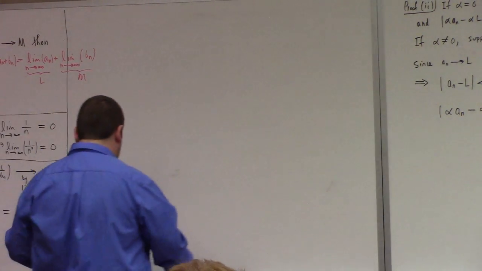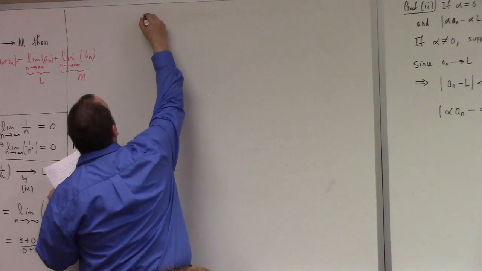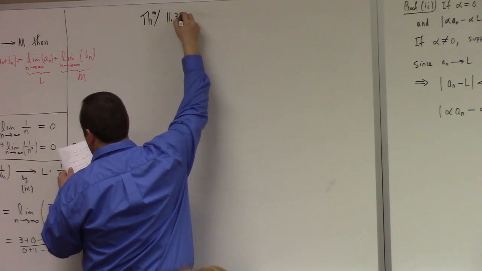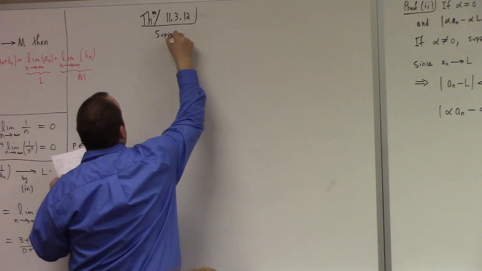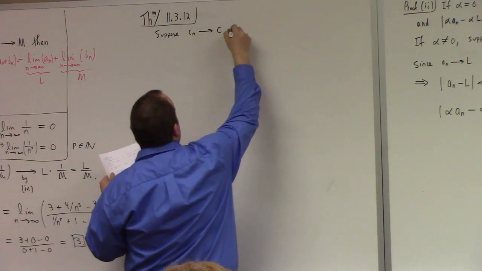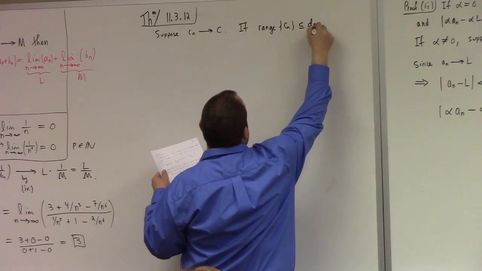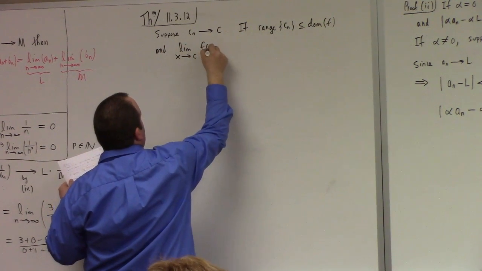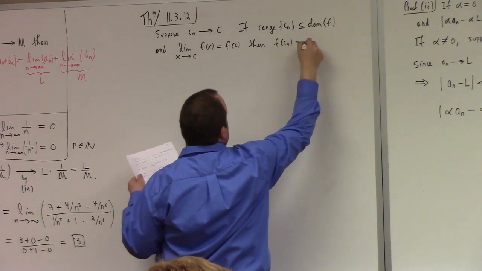Okay. This is theorem 11.3.12. This one's pretty. I mean, this is a very, very useful theorem. This theorem essentially will enable us to do wholesale theft from Calculus 1, which will be very nice. So suppose Cn goes to c, all right? And if the range of Cn is a subset of the domain of a function f, and if the limit as x goes to c of f of x is equal to f of c, right, then f of Cn goes to f of c.